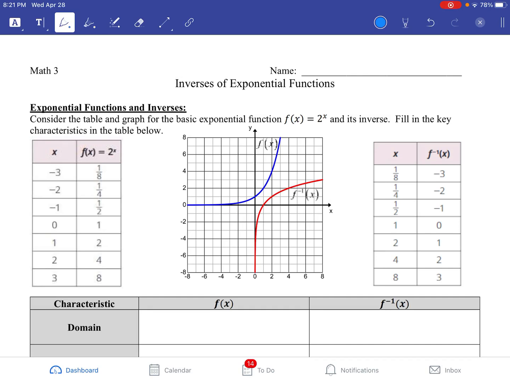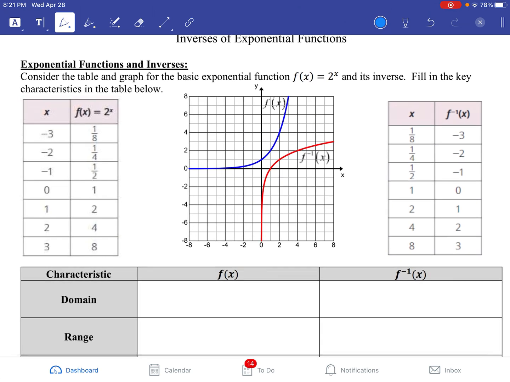So today in Math 3, we're going to look at the inverses of exponential functions. These have a specific name. We're going to get into it in a little bit. All right, so consider the two tables that we have on either side of the graphs, and the blue and the red graph. Okay, so we have our function, which is right here, f of x equals 2 to the x.